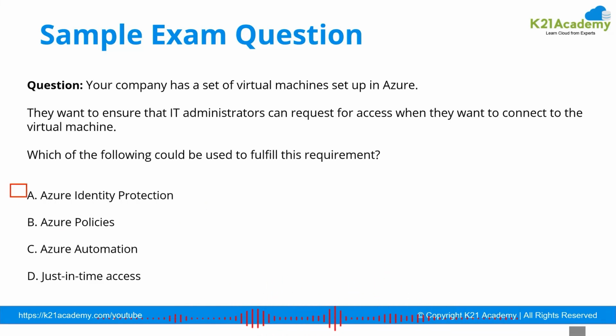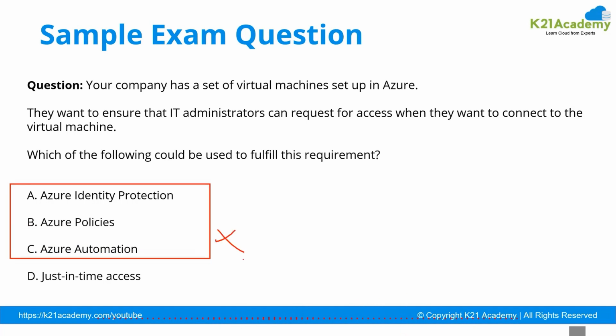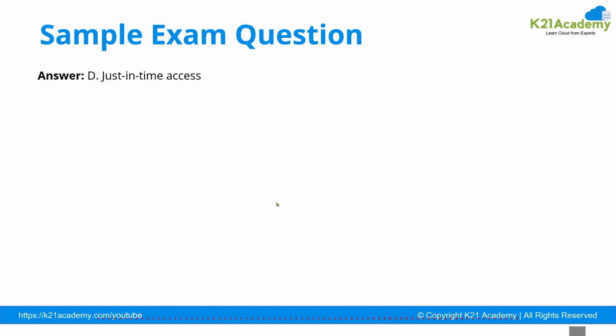Identity protection, policies, and Azure Automation are not related to this. This is more related to NSGs. So just-in-time access is the right answer for this.